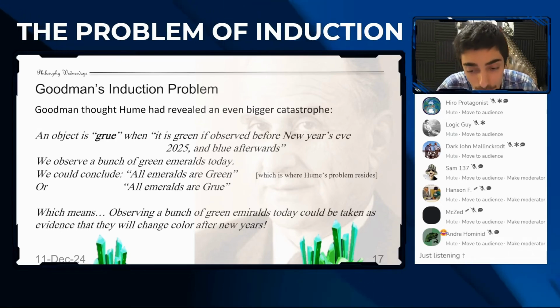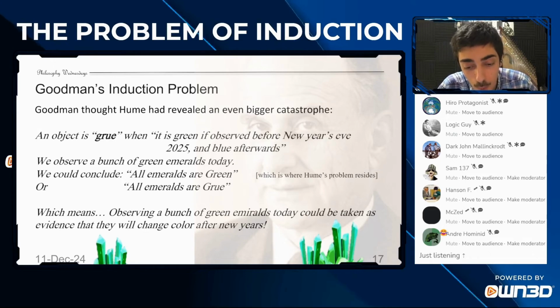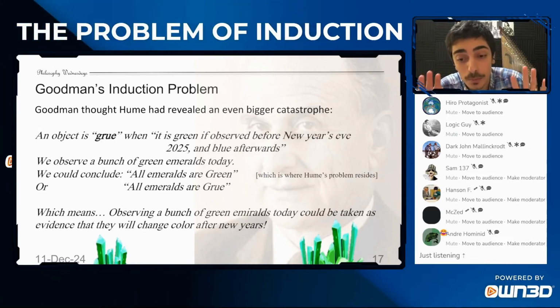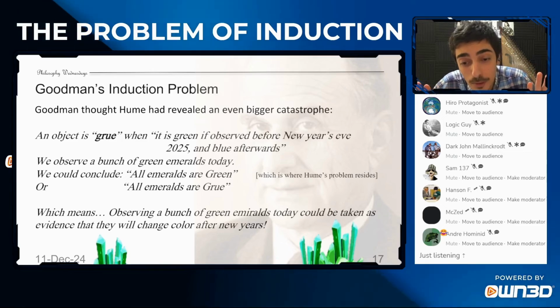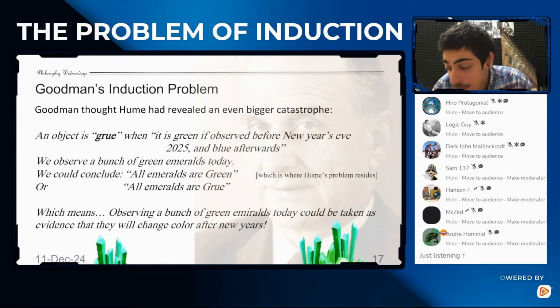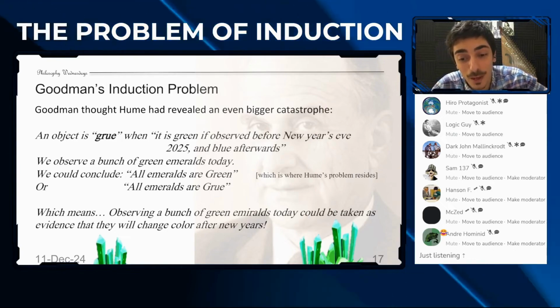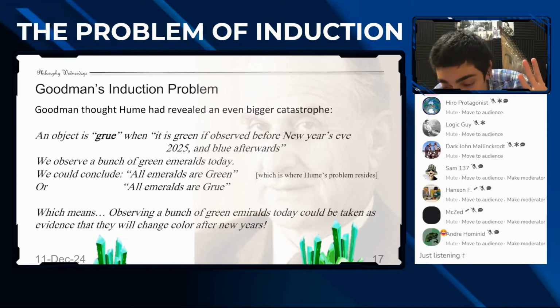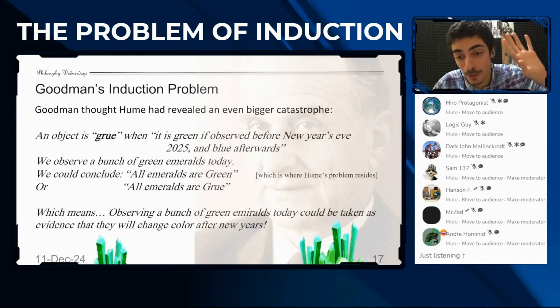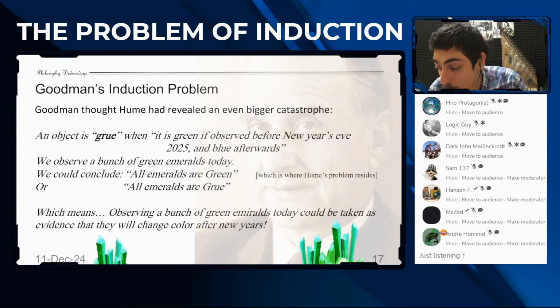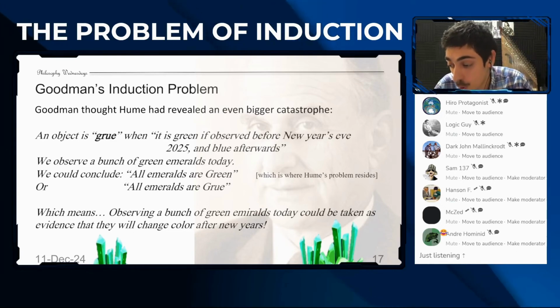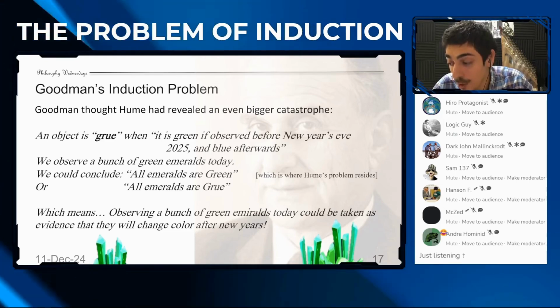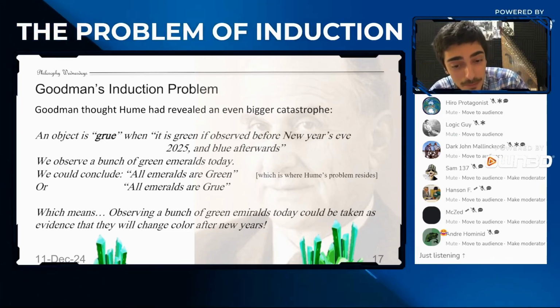We're going to define a new property now. We're going to create something new. What is this new thing? It's GRU. What does it mean to be GRU? It means you are green before New Year's Eve 2025. We are today 11/12, so we are before. Being green before New Year's Eve is called GRU, as long as you change afterwards.